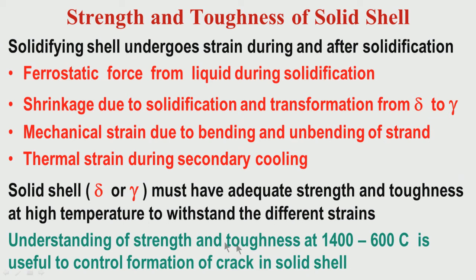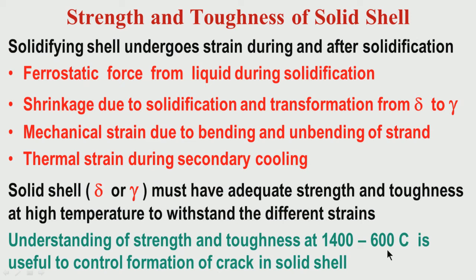That is why what is important is to understand the strength and toughness of the solid shell at this temperature interval, at 1400 degrees centigrade. The solidification depends on the chemistry, on when the solidification will be complete. So say low carbon solidification is relatively complete at 1400 degrees centigrade. At higher carbon, solidification will be complete only at still lower temperature, solidification continues. So what is important is from 1400 to as low as 600 degrees centigrade.